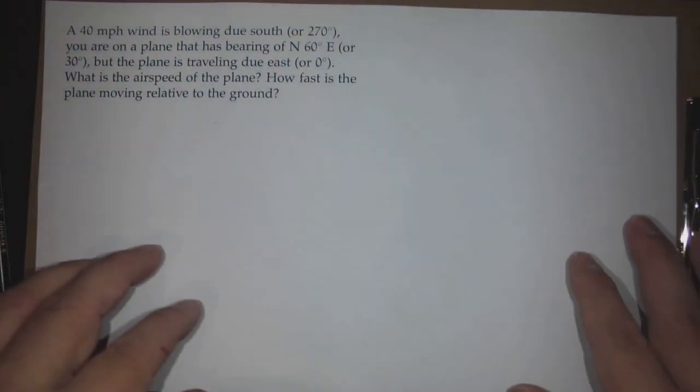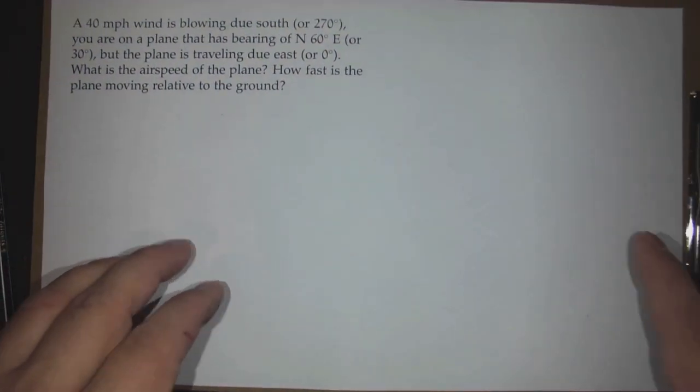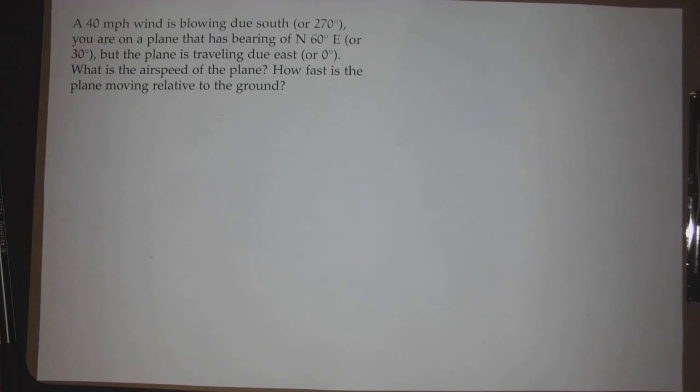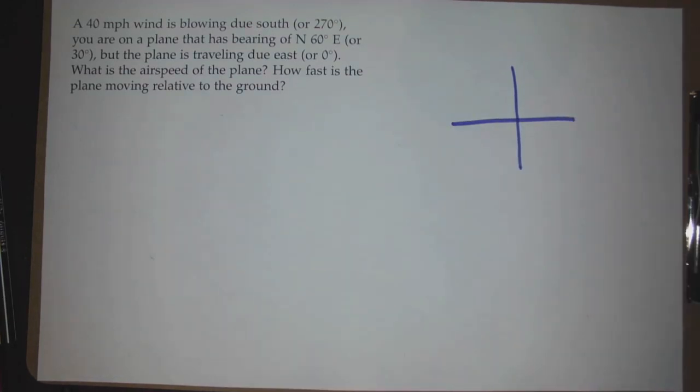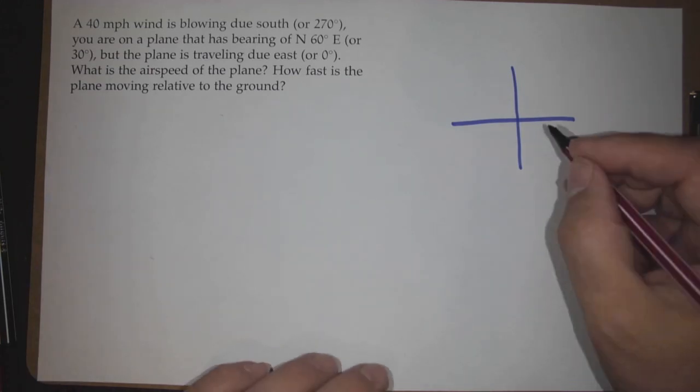Nice warm-up problem. A 40-mile-per-hour wind is blowing due south, also known as 270 degrees. And you are on a plane that has a bearing of north 60 degrees east. Okay, maybe we should draw some pictures here so we can follow along. All right, so we have a wind, and the wind is blowing due south. Okay, so here's our wind.